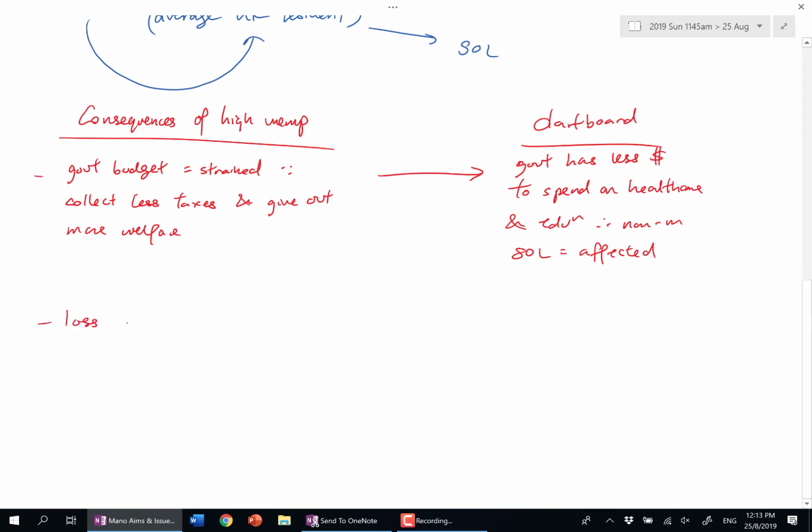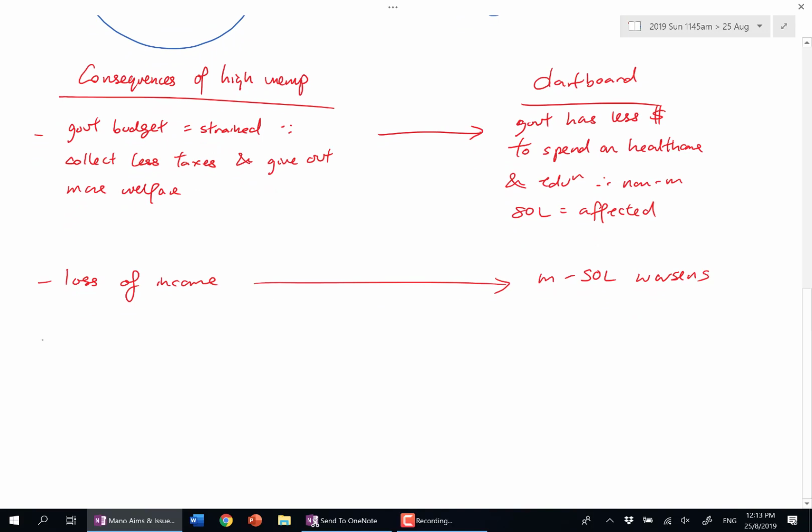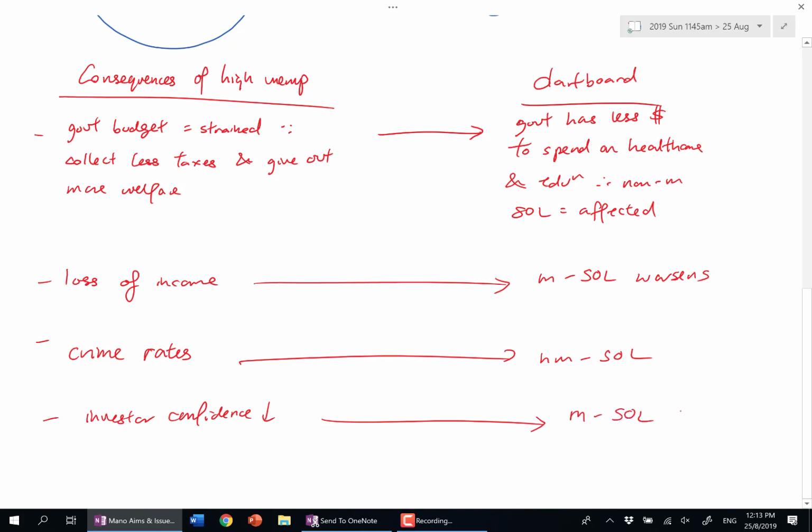This one should be quite standard. Loss of income. And you just tie the loss of income to material standards worsening. Okay? So another point on consequences of high unemployment, I think the school notes will talk about crime rates going up, social unrest, tied to non-material standards. And if you say investor confidence drops, they are not going to invest in your country. You tie it to material standards in the longer term. Okay. So we can't catch every dartboard, but I think what we have seen so far should be enough to get us by.